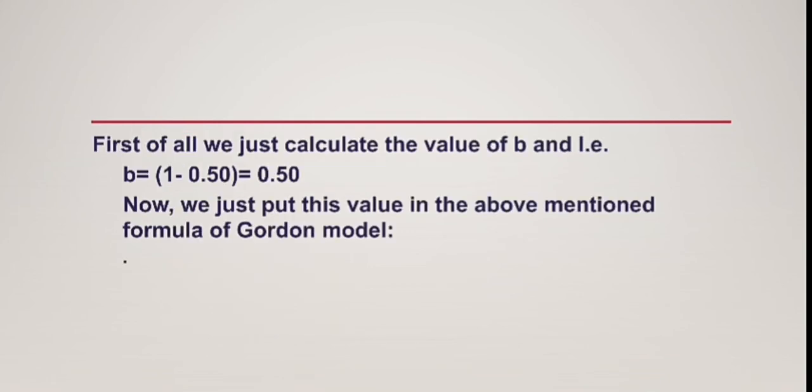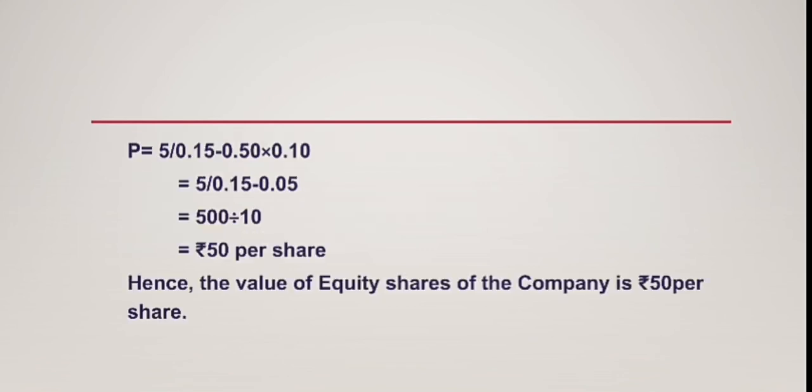Now first of all we calculate the value of B, that is the retention ratio. B is calculated as 1 minus the dividend payout ratio value, and the dividend payout ratio is 50%. So 1 minus 0.50, we get 0.50 as the value of B. So the B value is 0.50. Now we put this value in the above mentioned formula of the Gordon model.